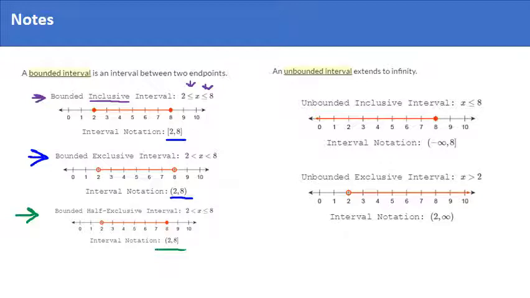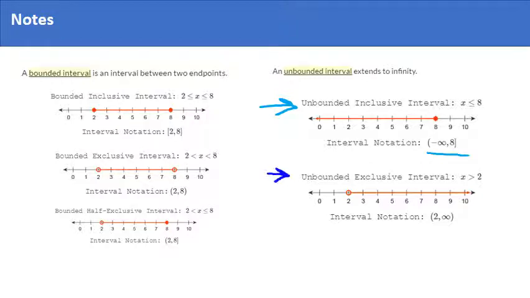All right, now let's talk about unbounded intervals. Okay, so we're looking over here at the unbounded intervals, where unbounded inclusive interval. So it's x is less than or equal to 8. So notice that's not bounded. It goes to negative infinity and beyond. So it goes from negative infinity to 8. And notice we put a bracket on the 8 because it includes it. It is inclusive, so it includes the 8. It can be equal to 8.